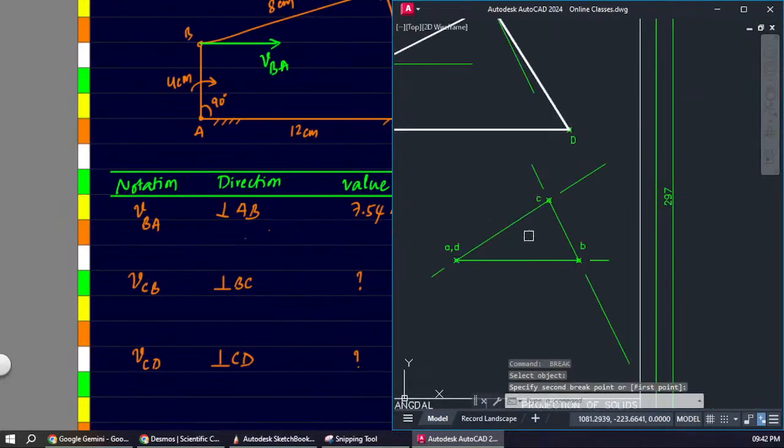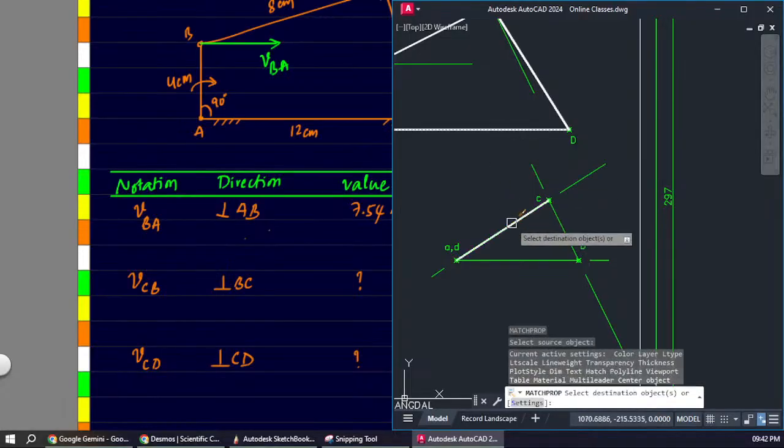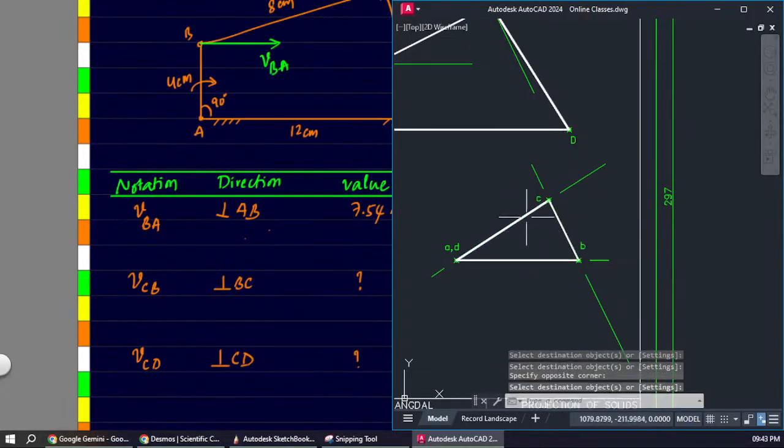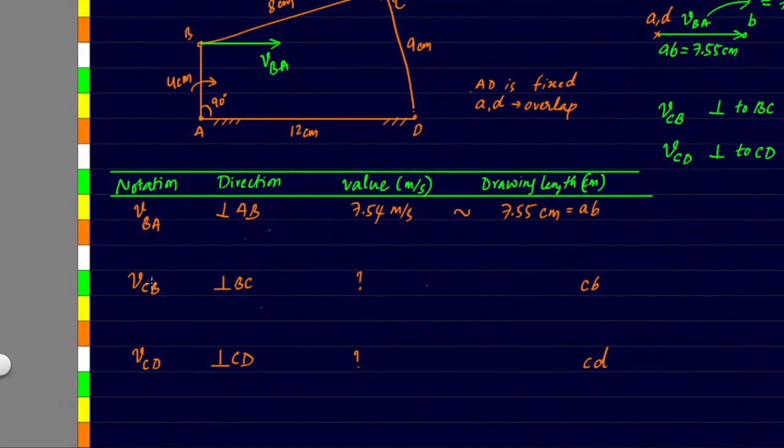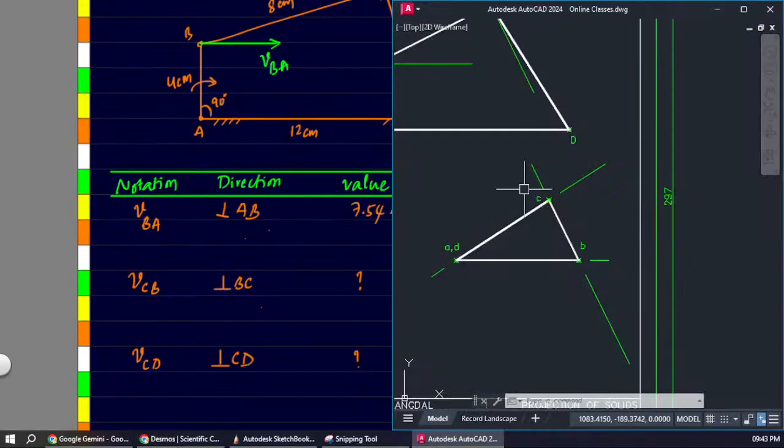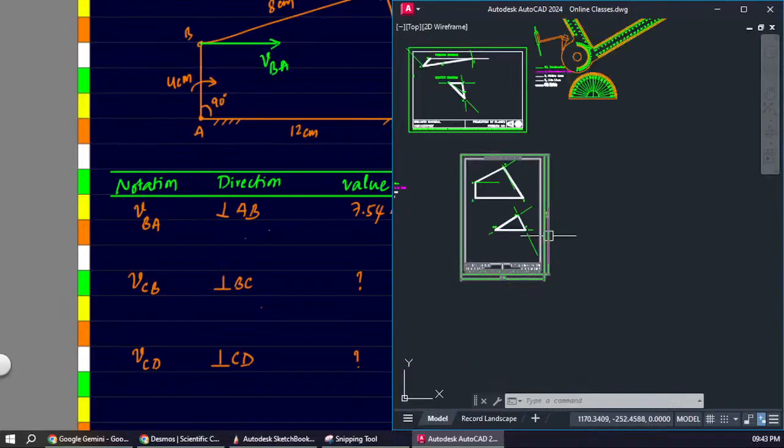Okay, so this is the velocity diagram we need. We can darken this. Measuring these, we will be able to get the values. If you want the velocity of C with respect to B, you will have to measure the length CB. So let's go ahead and measure the length CB.